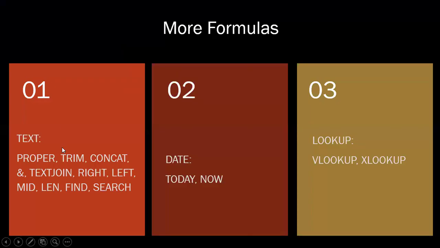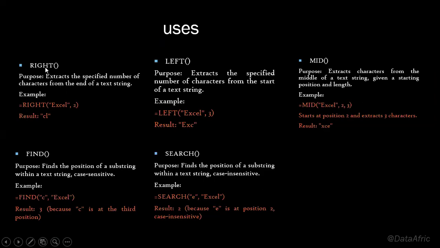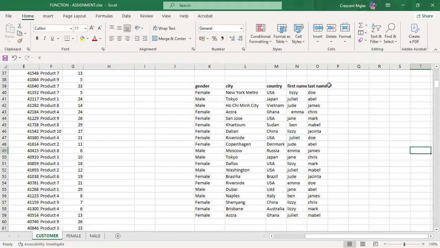So we have the proper, we have the trim, we have the concat, the and, the textjoin, the right, all these. I think I did a little explanation of all of them. For the right, use it to extract a specific number of characters from the end of the text. So let's say you want to extract, you come to this city now. Let's say you want to extract from the end. This is the end. Metro is the end, right? So left is extracting from the beginning, while right is extracting from the end.